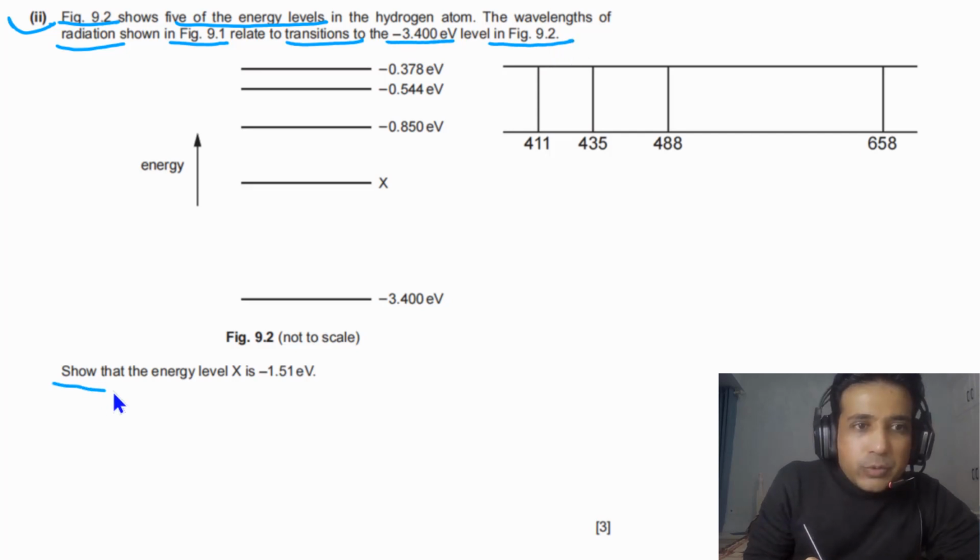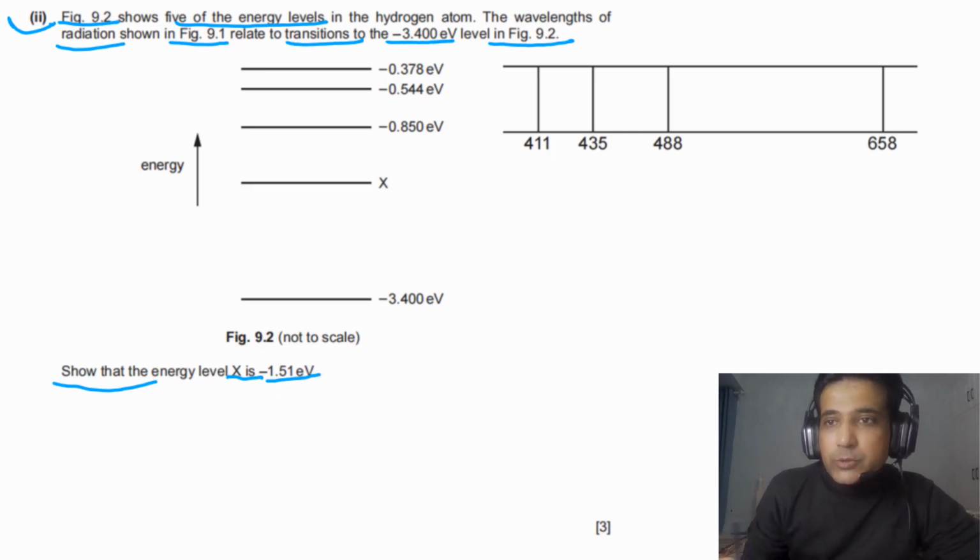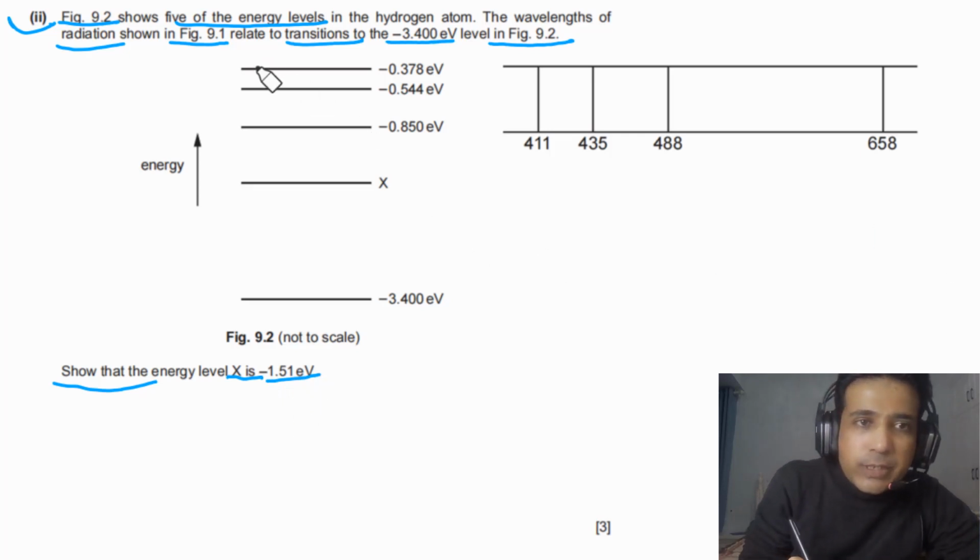We need to show that energy level X is minus 1.51 electron volt. So the first thing we can do is imagine different electrons in different energy levels. Imagine that one electron is in this energy level, and this is an excited state. Another electron is in this energy level, also an excited state. Another electron is here, also in an excited state. And another electron is here, also in an excited state.